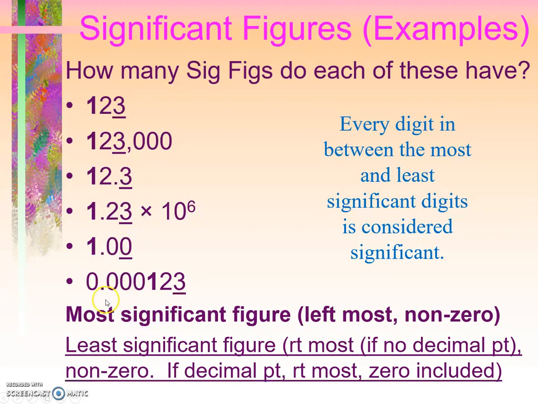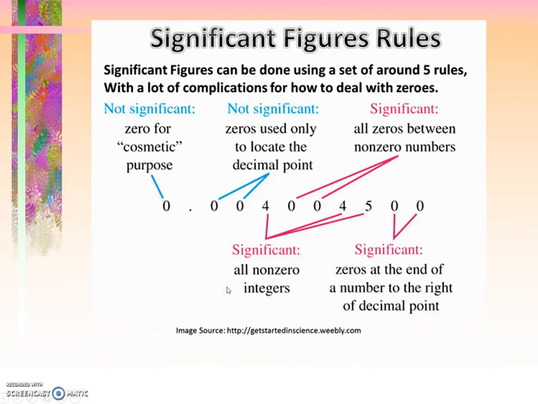And this last example, 0.000123, we go all the way to the left with the non-zero, which is a 1. Then you go all the way to the right, whether it's a 0 or a non-zero, because it has a decimal point, and this is the 3. So this also has 3 significant digits in it. Okay, so that's just the major rule that you need to follow there.